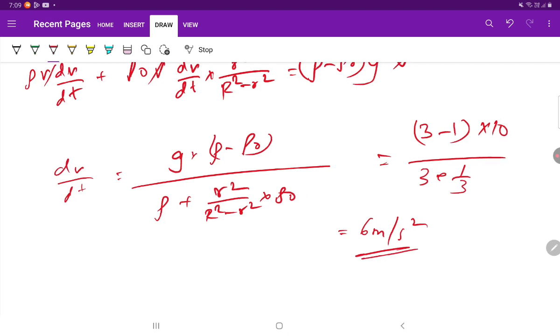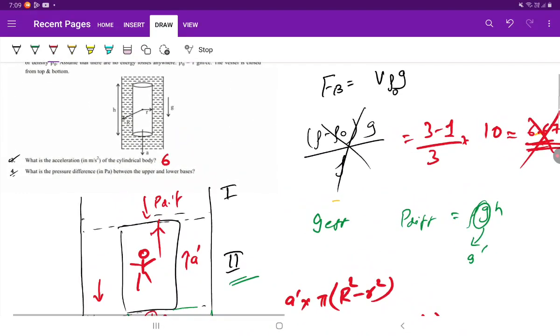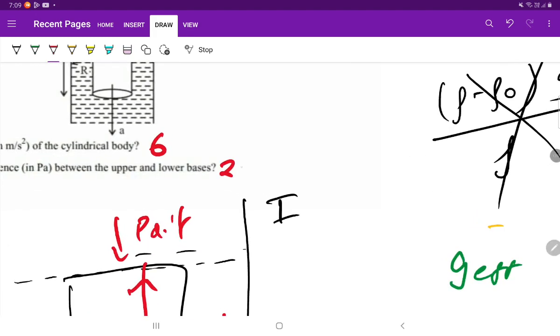Hope you understood this problem. The second part is your homework, which asks for the pressure difference between the upper and the lower bases. Well, I am providing you the answer to the second part: it is 2400 pascals.